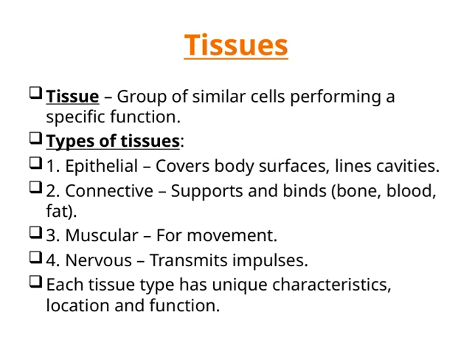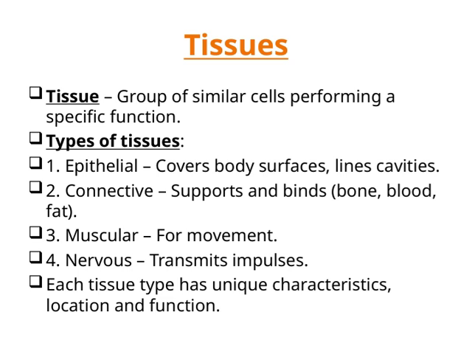First, we have epithelial tissue, which covers body surfaces and lines internal cavities, acting as a protective barrier. Next is connective tissue, which provides support and binds other tissues together, like in bones, blood, and fat. Then there's muscular tissue, which is essential for movement, whether it's moving limbs or contracting the heart.